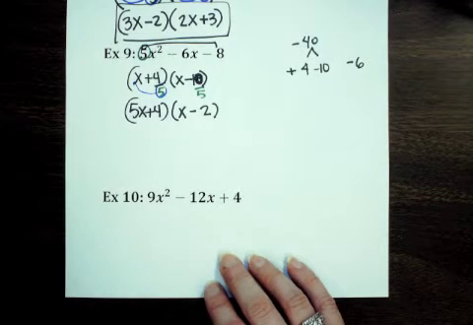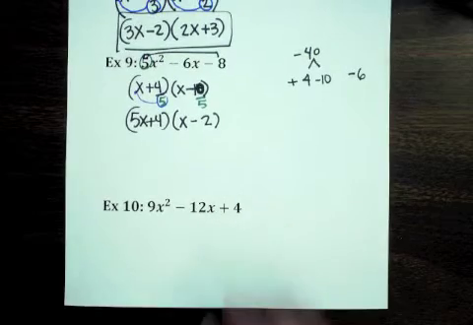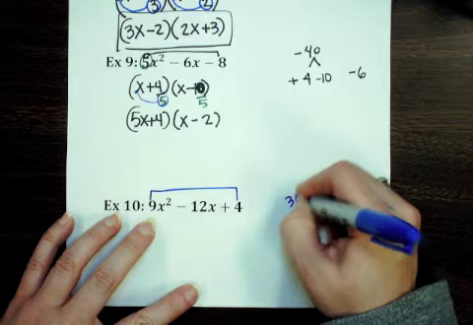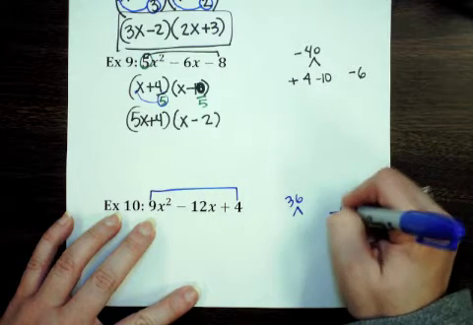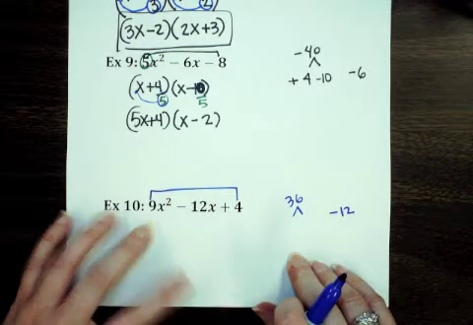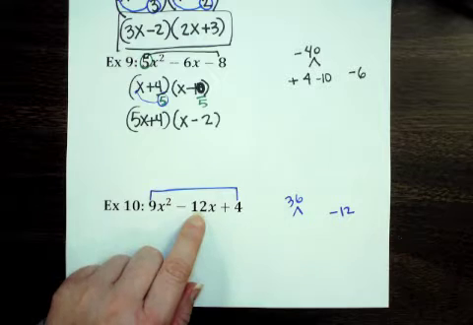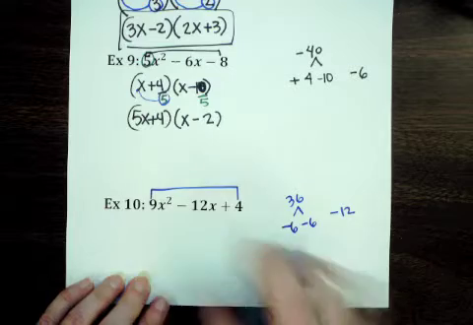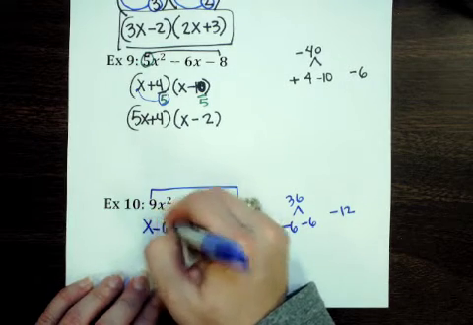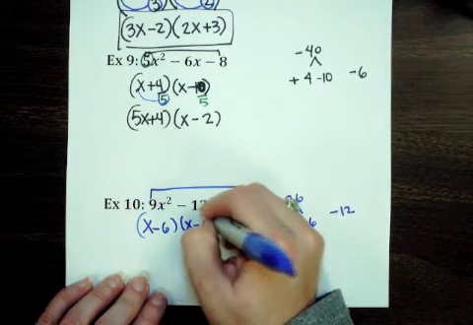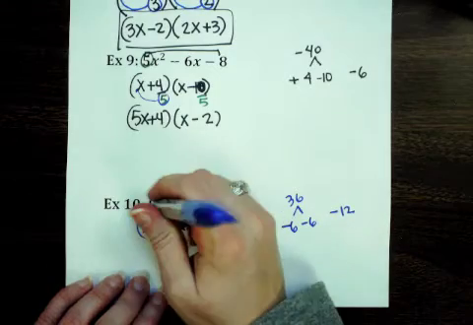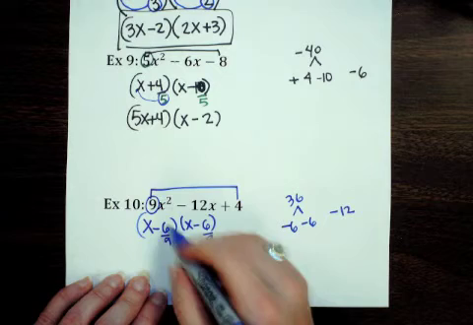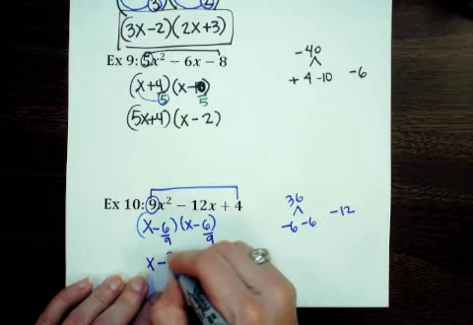So example 10. What multiplies to give you 36, but adds to give you negative 12? So I'm going to come up with negative 6 and negative 6. So I get x minus 6, x minus 6. And I'm not finished. I need to divide by 9. And once I reduce, 6/9 reduces to 2/3.